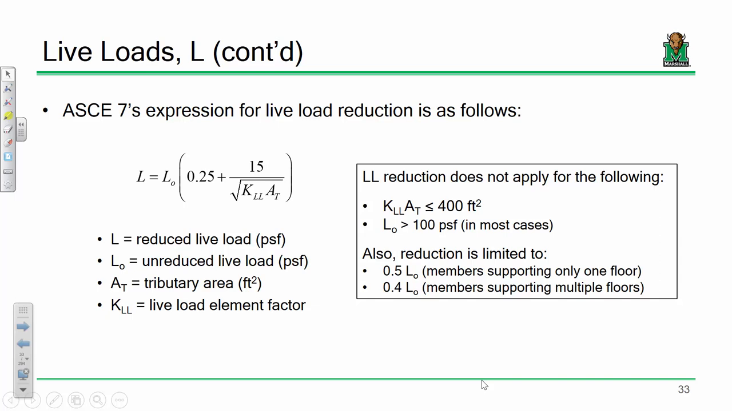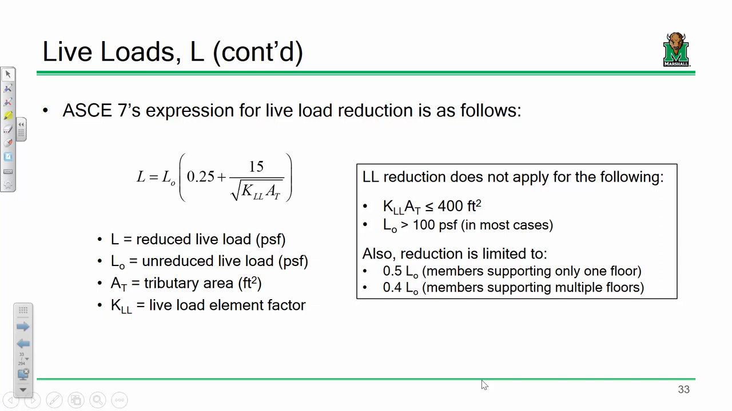Now, this is the verbiage from the spec, but let's think about this. Give me an example of a type of member in a building that supports one story of load and a type of member in a building that supports multiple stories of load. What would support one story? All right, I'll answer that when you answer the next one. I would think of a member that supports one story of load as maybe something like a beam. What would support multiple stories of load?